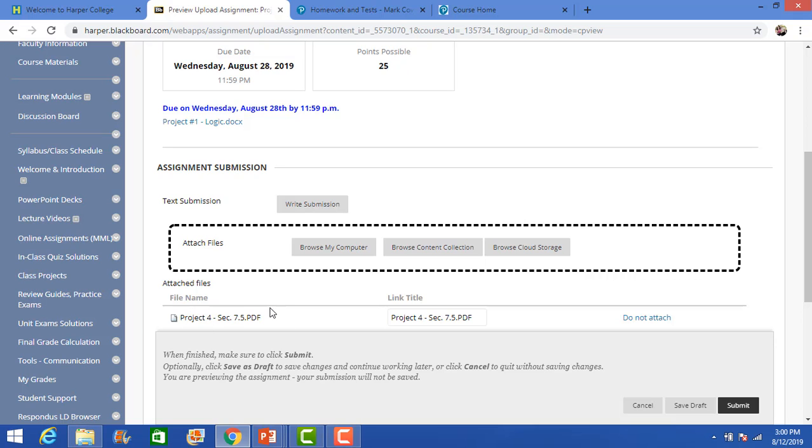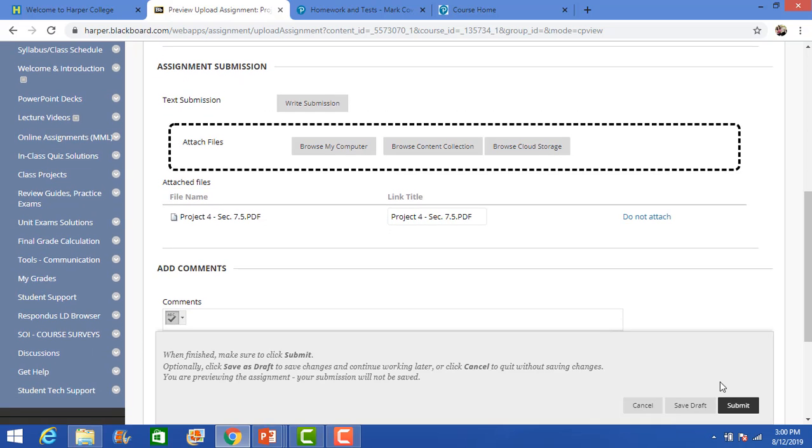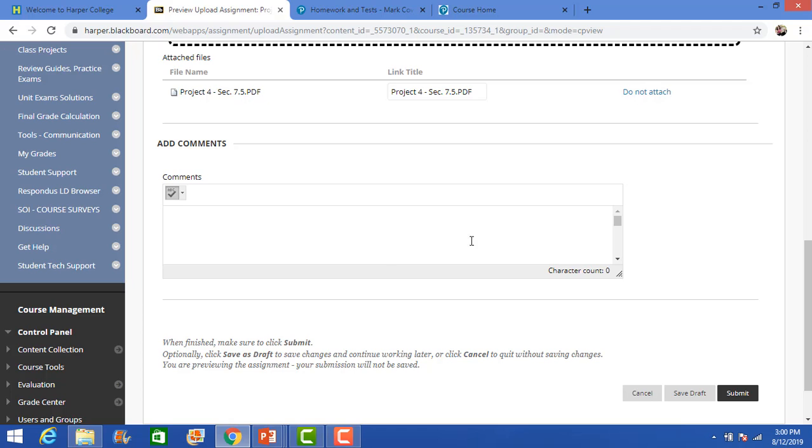Now you come down here and you can put comments in if you want. If you want to send me a note or any comments, that's fine. Then you click submit. Once you click submit, you're done. Make sure you've got it in the right file format. If it's a PDF, make sure it's a PDF. If it's a GIF file, make sure it's an appropriate file.